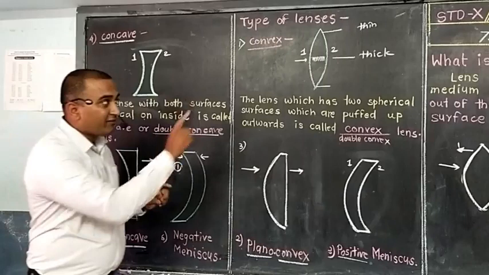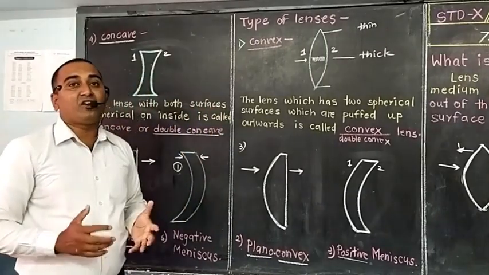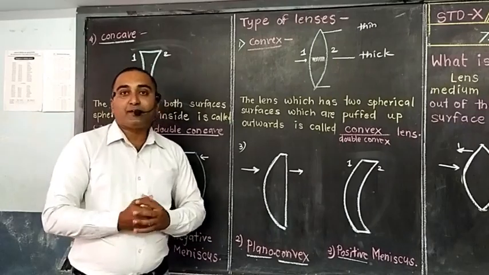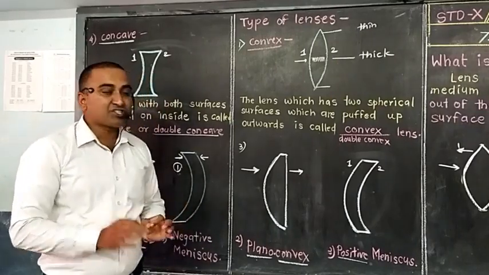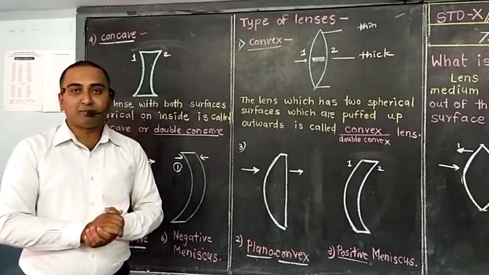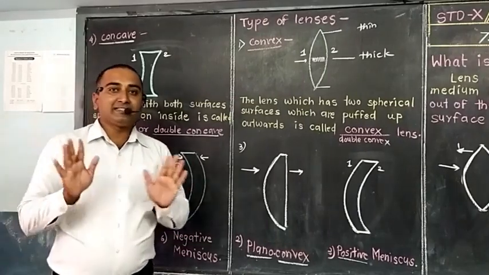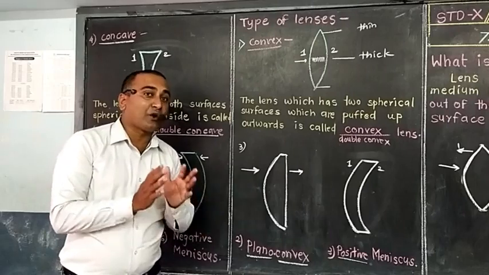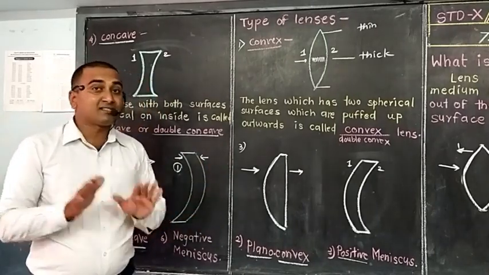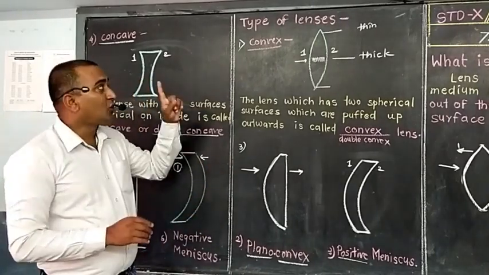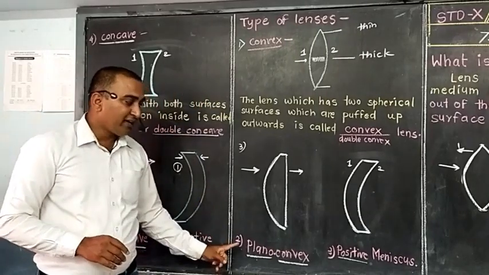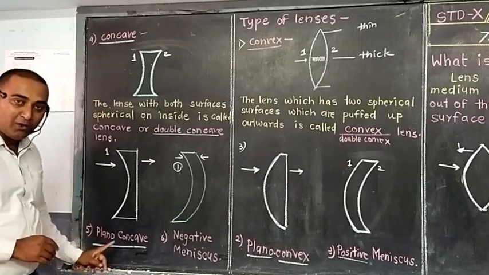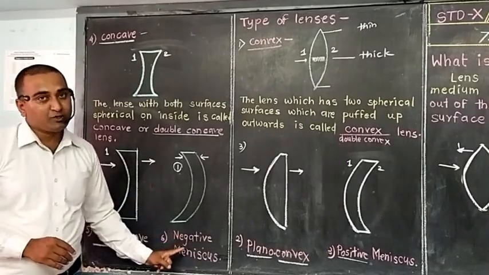So within this part we have discussed what a lens is and what its types are. A lens is a transparent medium bounded by 2 surfaces, out of which at least one surface should be spherical. Generally lenses are of 2 types: one is a convex lens and the second is a concave lens. But we have discussed 6 types of lenses: the convex, plano-convex, positive meniscus, concave, plano-concave, and negative meniscus.